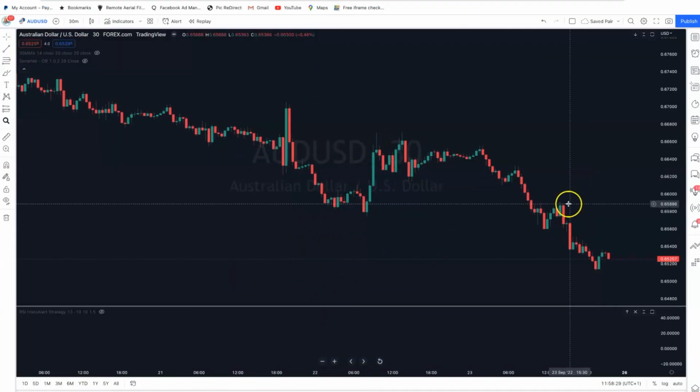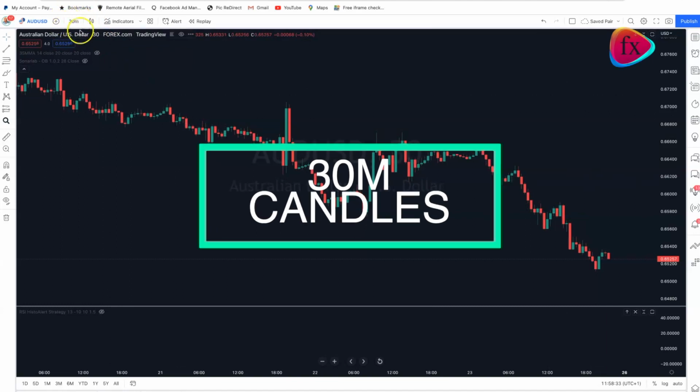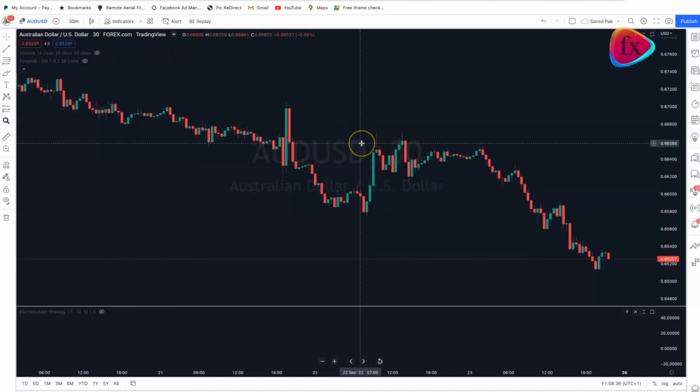Let's keep things simple. First of all, 30-minute time frame. I only trade the 30-minute time frame. I don't worry about pip sizes, etc. And I'll explain why in a moment.